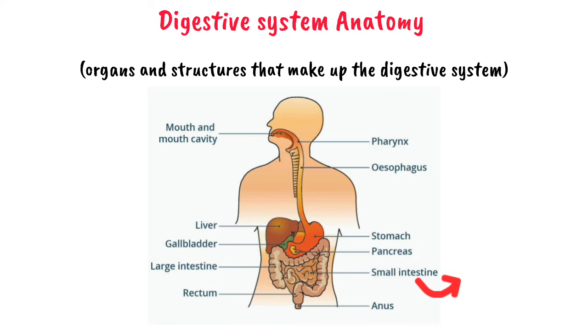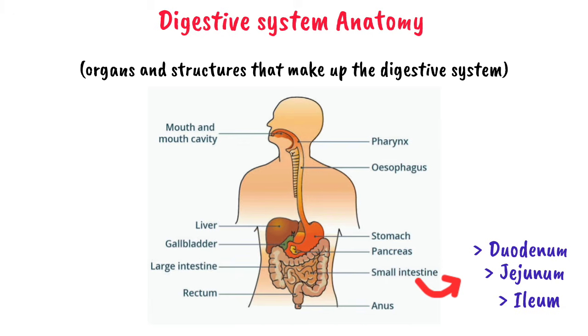And then this takes us to the small intestine. Chyme enters the small intestine, which is the major site for digestion and absorption. It is divided into three sections: the duodenum, the jejunum, and the ileum. The duodenum is the first part where most chemical digestion takes place. It receives bile from the liver and gallbladder, and then pancreatic juice from the pancreas.